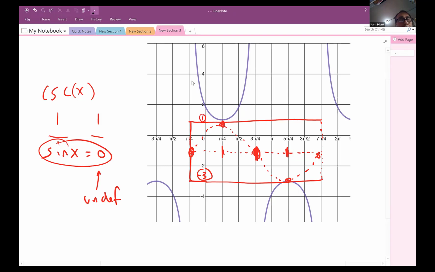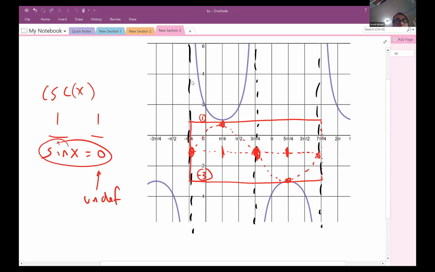Because sine is 0 right here, I get an asymptote, because the sine hits the midline, and that's going to make my complicated equation have a 0 right there. I have another asymptote right here, and then I have another asymptote right here, and that's the work done.